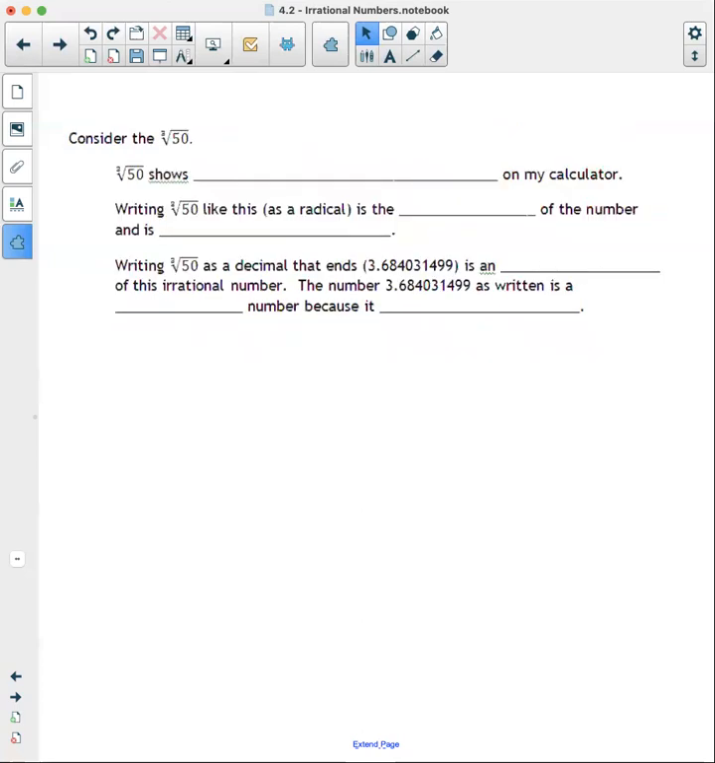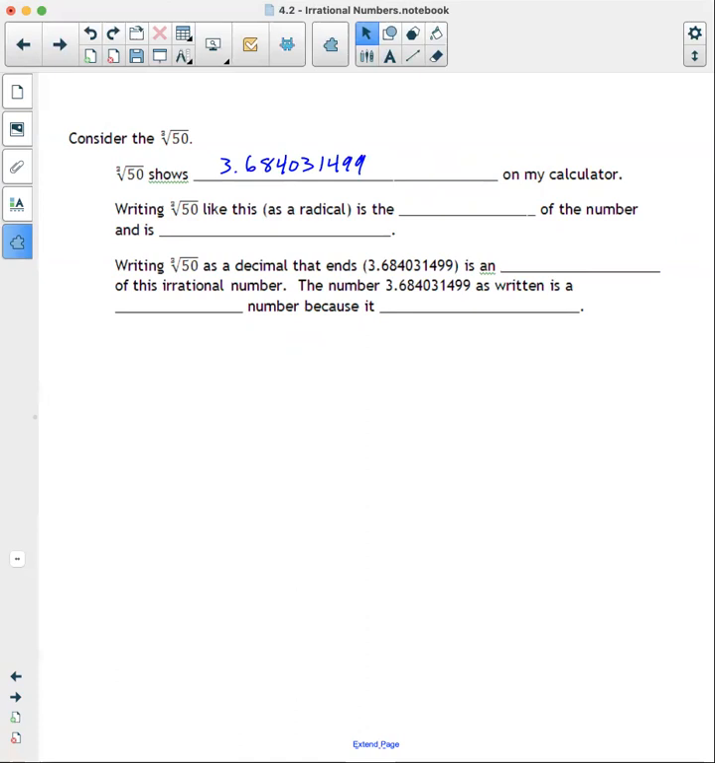So consider the cube root of 50. Okay. So if we punch this into our calculator, we get 3.684031499. Okay. Now, even this 9 here is rounded up from something. Okay. So this decimal number here is irrational.